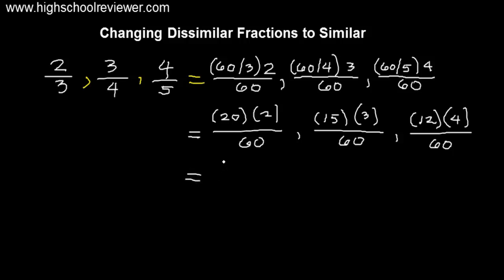20 times 2, that is 40 over 60. And then we have 15 times 3, that's 45 over 60. And 12 multiplied by 4, that is 48 all over 60. Therefore, 2 over 3, 3 over 4, and 4 over 5, their equivalent similar fractions now will be 40 over 60, 45 over 60, and 48 over 60. And these are our final answers.